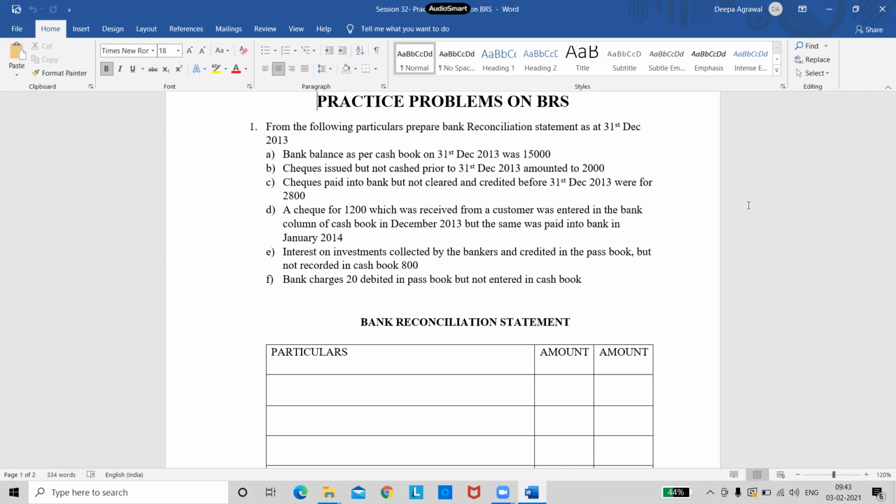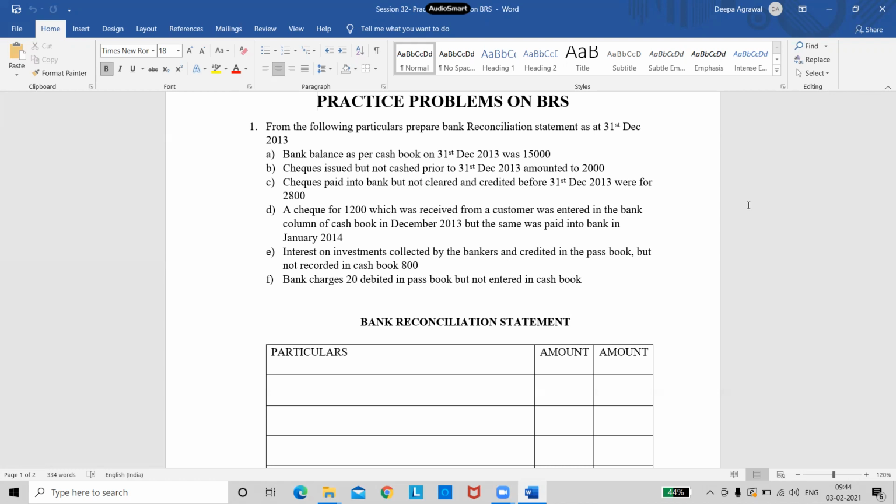This is how we need to analyze all the transactions. So the first transaction, checks issued but not cashed prior to 31st December. So he says we have issued checks, but these checks were not cashed before 31st December. So if they were not cashed, it implies the banker has not recorded them in the passbook. Cash book has recorded, but passbook has not recorded. And because cash book has recorded, the cash book balance will be less because it is a payment, whereas the passbook balance will be more by 2,000 rupees.